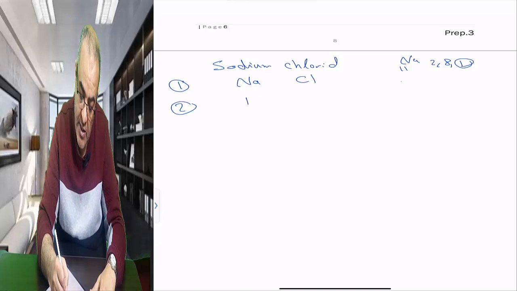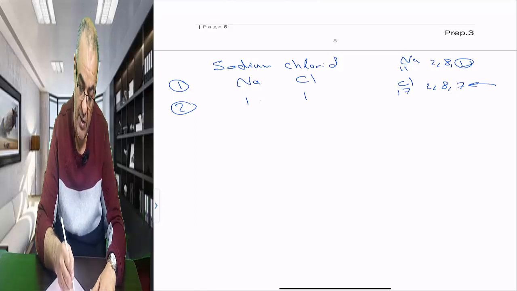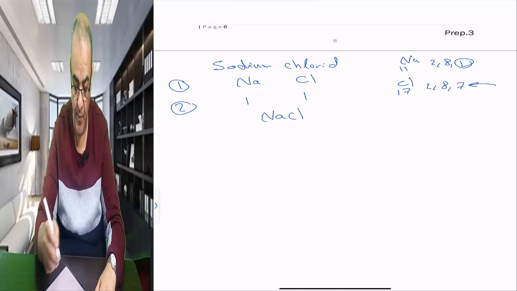Chlorine is 17: 2, 8, 7. It gains 1, so its valency is 1. There is no difference in valency, so NaCl is the formula.